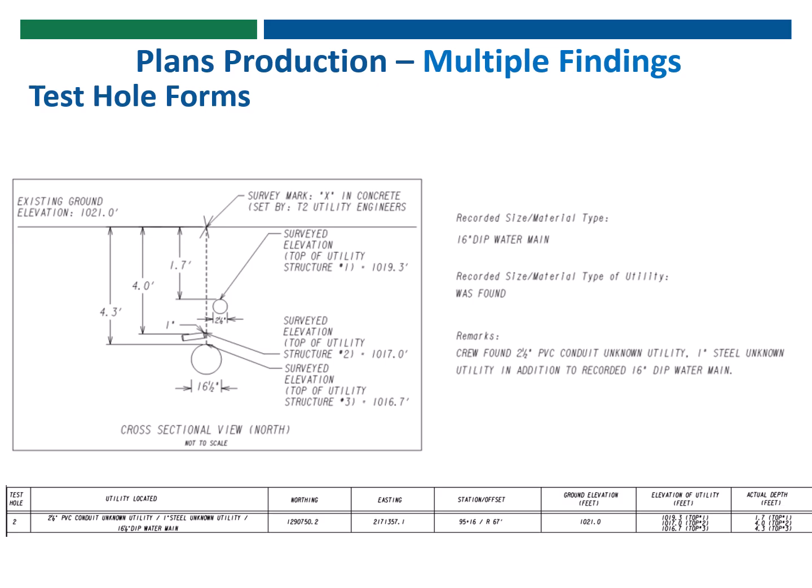has a unique structure of structure number 1, and that is the 2.5-inch PVC unknown utility. And structure number 2 is the 1-inch steel unknown utility, and structure number 3 is the 16-inch ductile iron water main. In the table below, each utility is listed or separated by a / in the utility located column, and the elevations and depths for each utility that was found are included in the table.